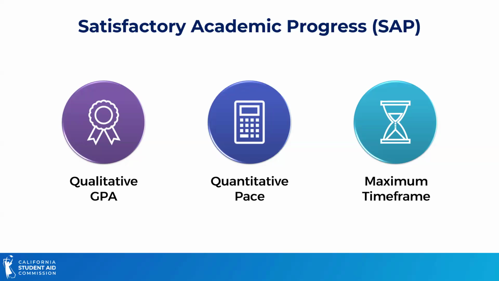And finally, the third component is maximum time frame, which federal standards dictate that the student may have up to 150% of their published program length. To give you an example, a maximum time frame on a 60-unit associate's degree would be 90 units. So that maximum time frame would be 90 units. Anything above 90, they would have to submit a SAP appeal, or they would no longer qualify for aid at that particular school in that particular program.